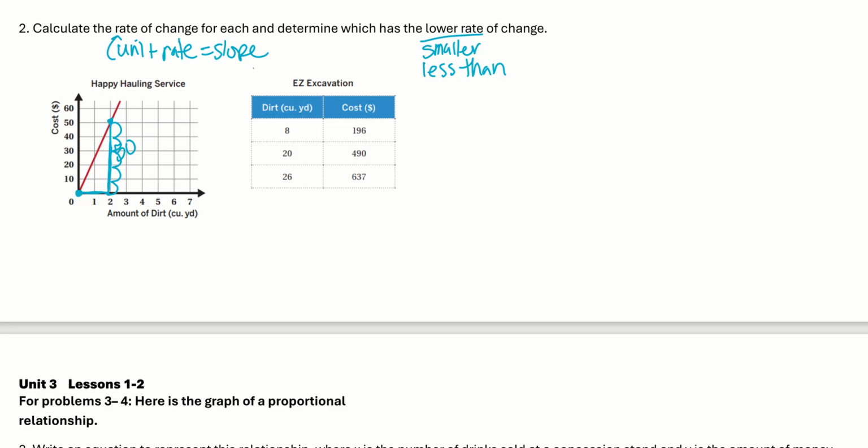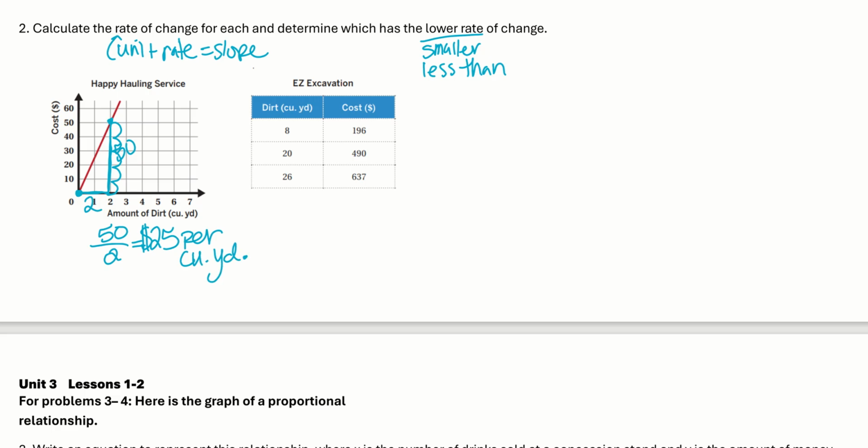And then the nice thing is my base does go by 1. So this is a base of 2. So I'm going to go 50 over 2. I'm going to divide it, or reduce it. But the nice thing is it comes out as 25. So this is $25 per cubic yard. That's what that stands for.